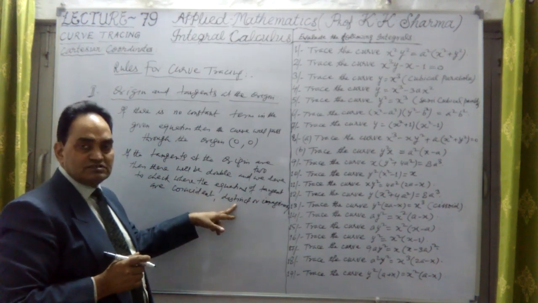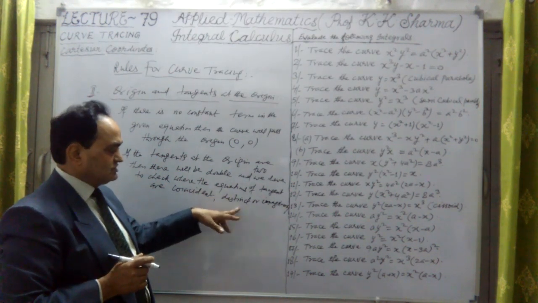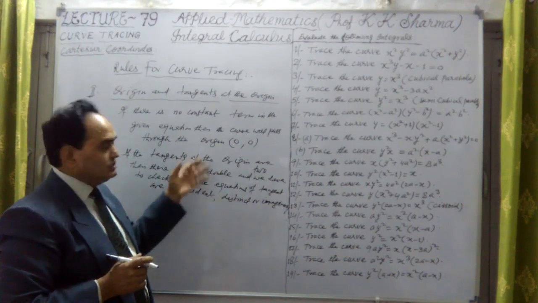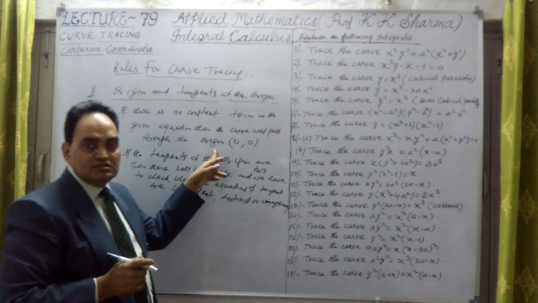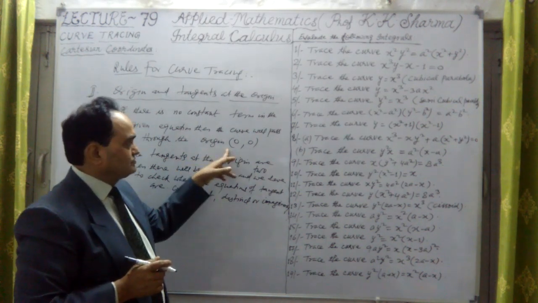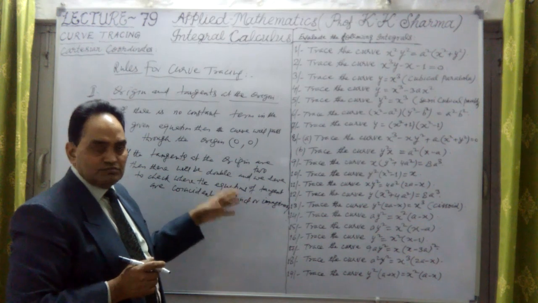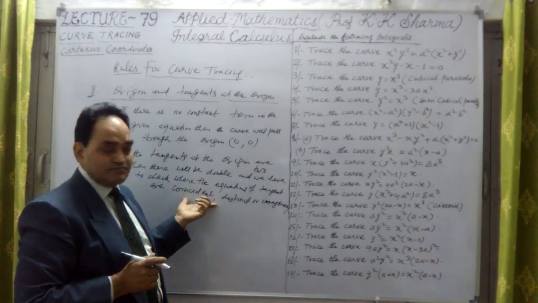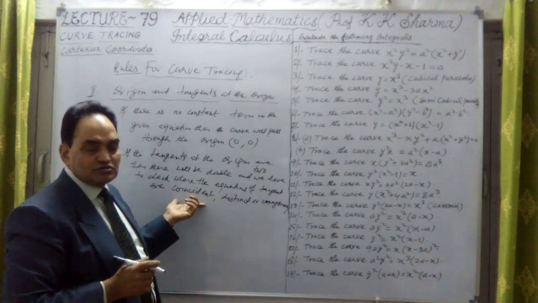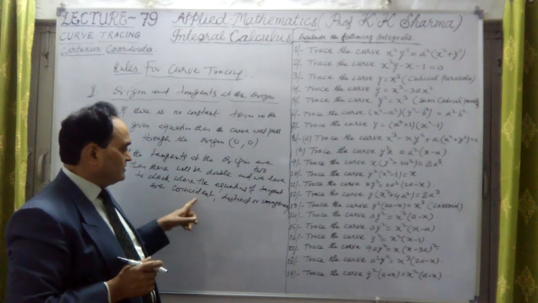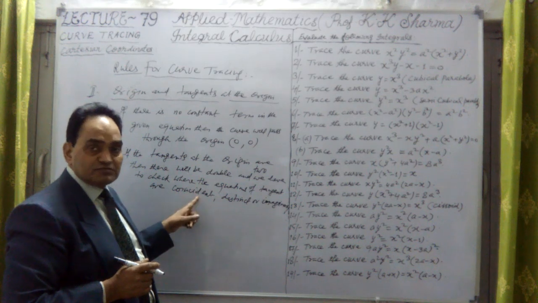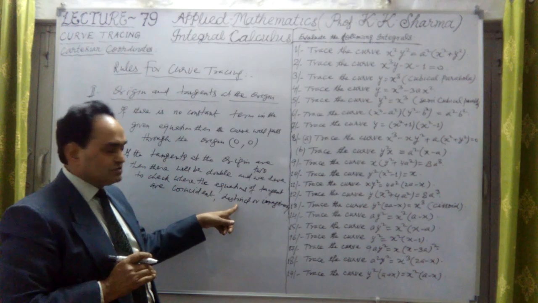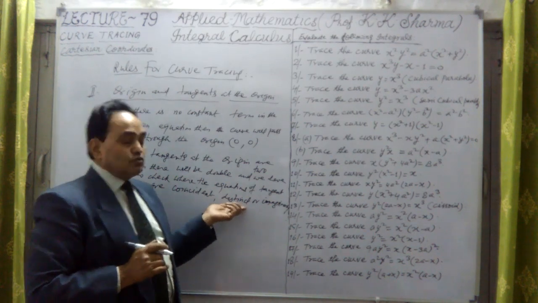If two tangents are distinct, there are two different values. How to find the tangents here? We equate the lowest degree terms in the given equation to 0, and we will find the equation of the tangents there. Okay, if coincident tangents are obtained, then there will be a cusp. If two distinct or different tangents are obtained, then a node will be there.